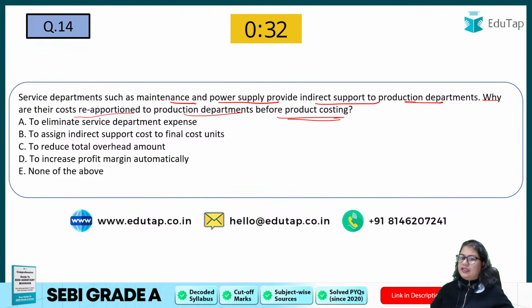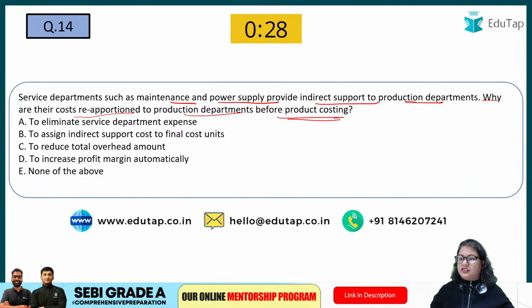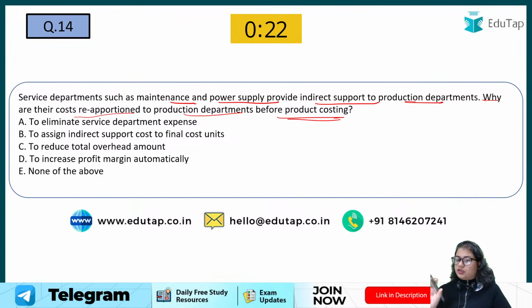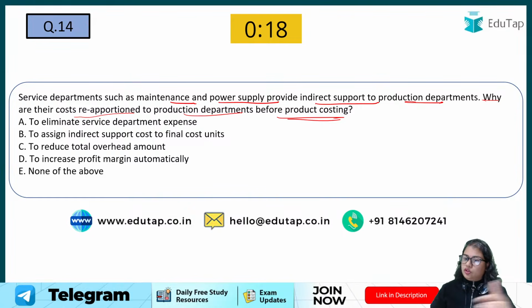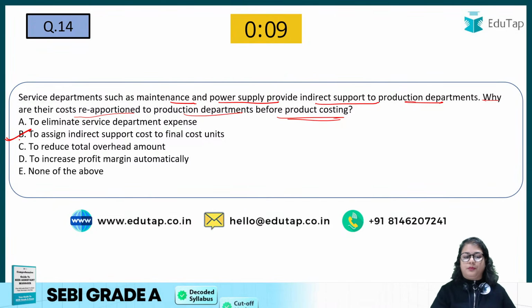So basically the waiter charges, the fancy light charges, your sitting charges, the AC charges, you have to pay them, right? Because that is included in the final cost, and they don't write that we are taking the waiter cost or the electricity cost. They just increase the rate of the dal makhani, right? So basically to assign the indirect support cost to the final cost units, that is option B.